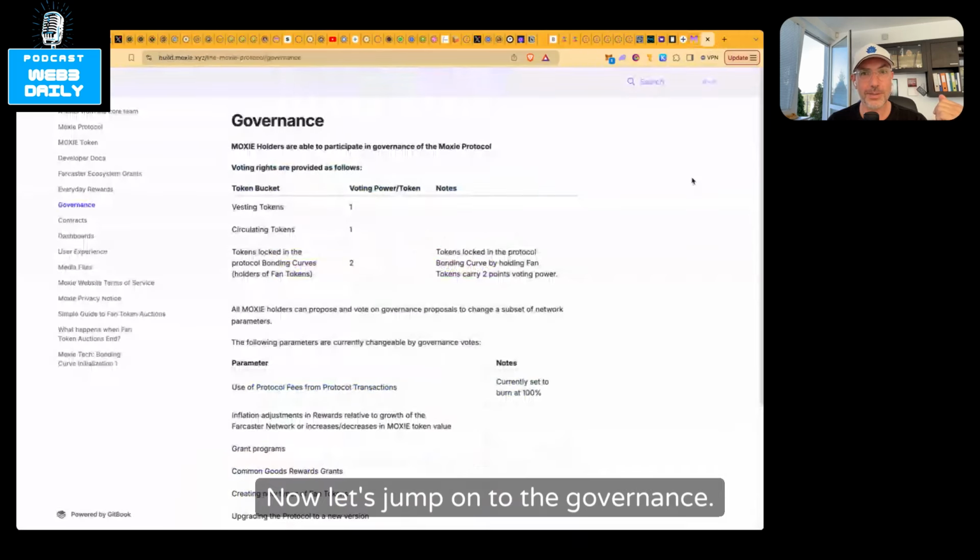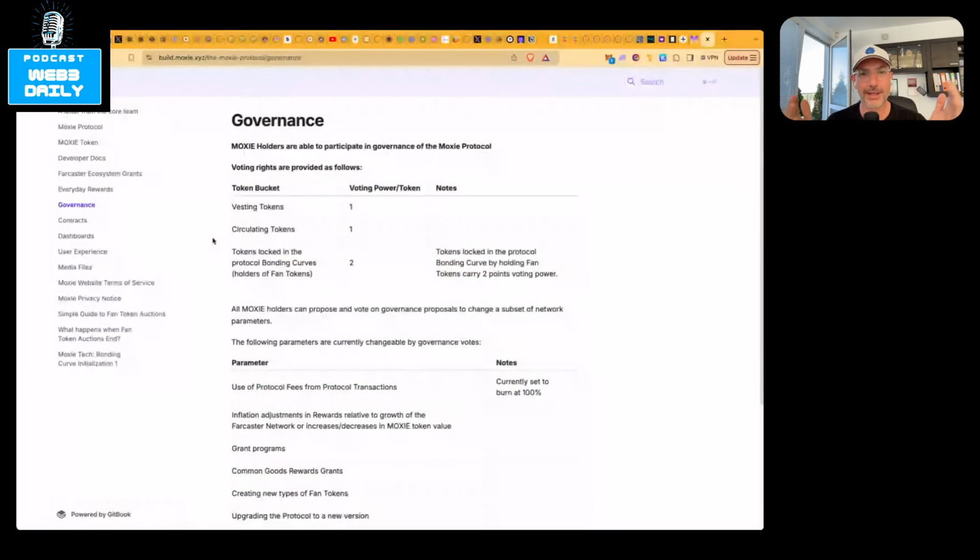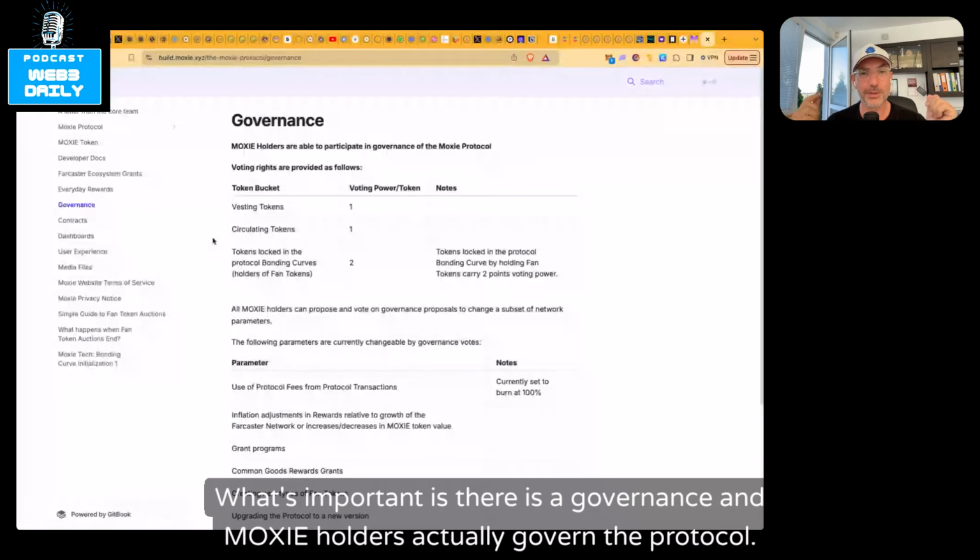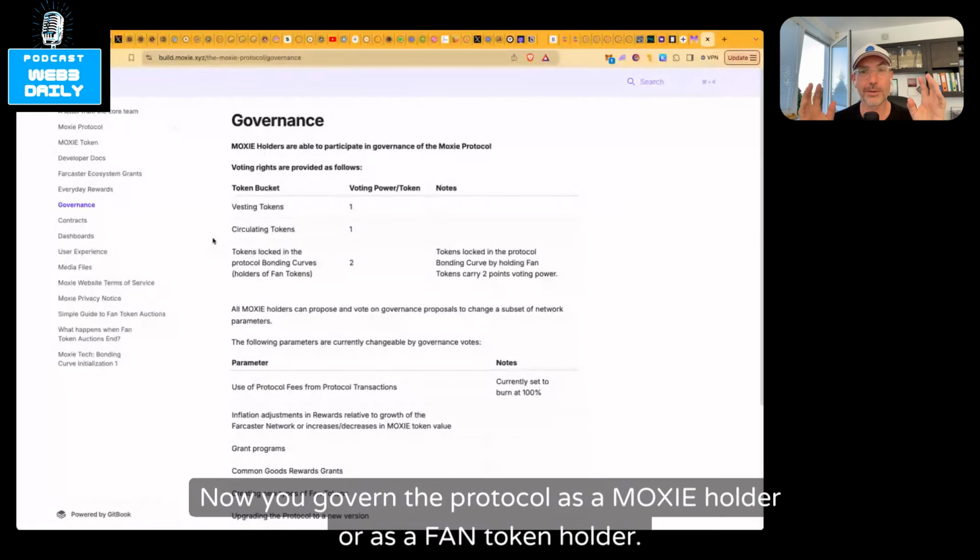Now let's jump onto the governance. Governance is relatively simple now. The description is relatively simple. What's important is there is a governance and Moxie holders actually govern the protocol. Now, you govern the protocol as a Moxie holder or as a fan token holder.